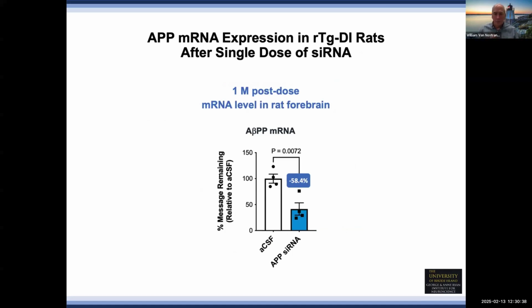So here are the results looking 1 month post-dose with the siRNA and looking at APP mRNA levels. And here you can see compared to the artificial CSF treated animals, there's about a 60% reduction in the expression of human APP mRNA in these rats. Their work has shown that this will actually extend out to 9 months to a year from a single dose.